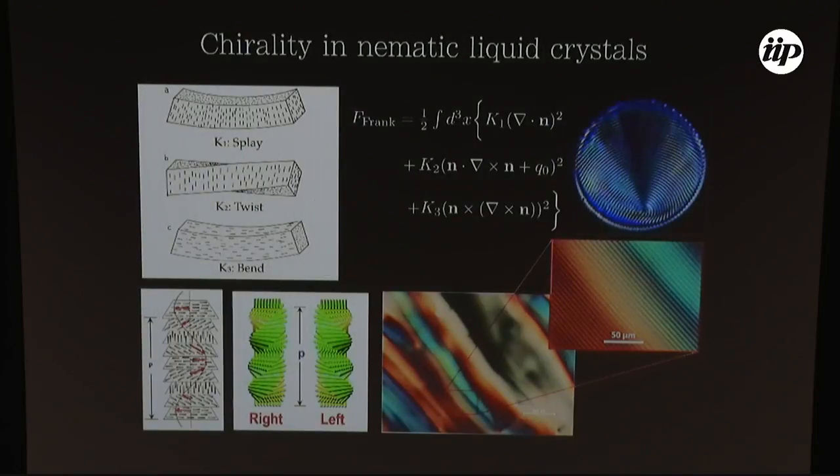Okay, so I'm going to talk a bit about chirality in liquid crystals. We've seen the Frank free energy probably 20 times so far in this talk. I guess the only term that is relatively important to this for me is the twist term. So this K2 term is telling us that there is a preference for chirality.